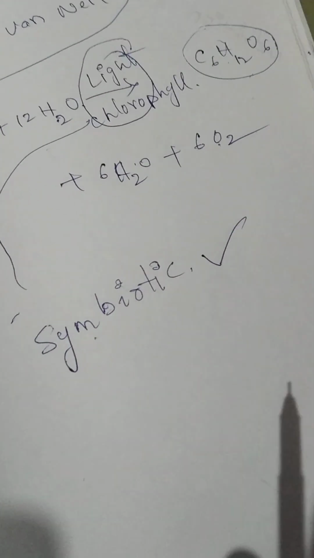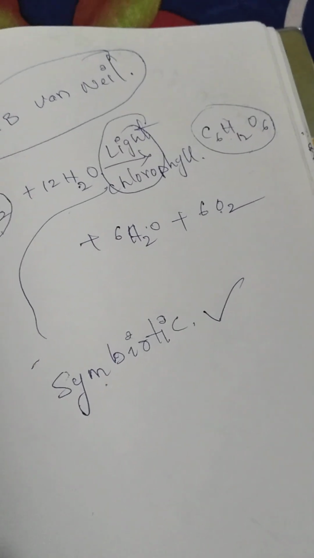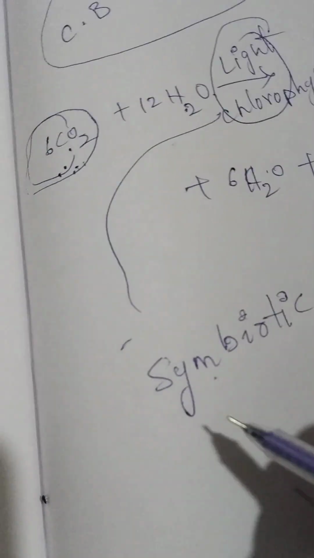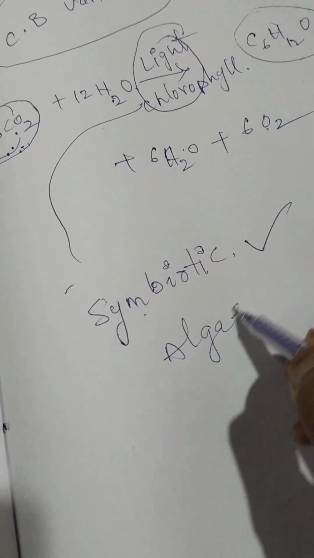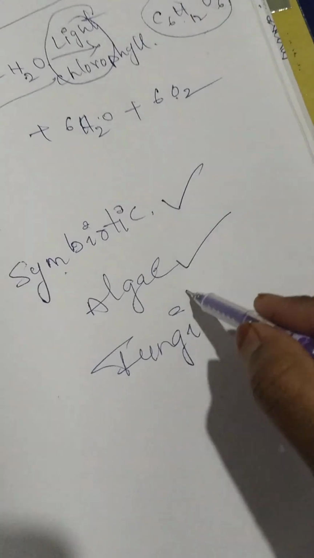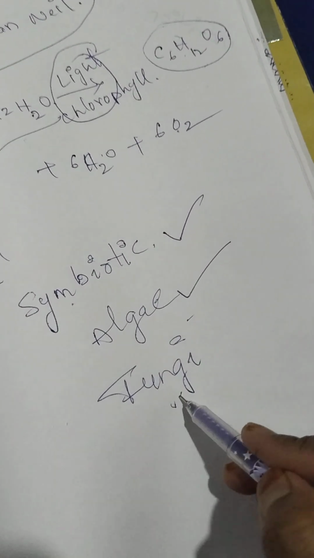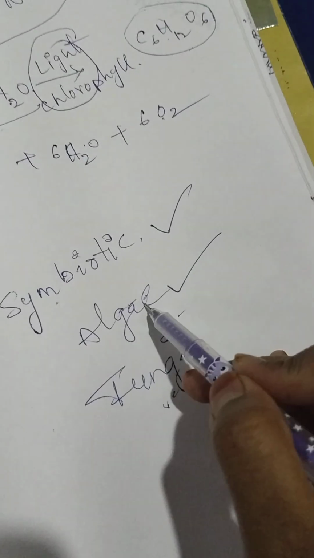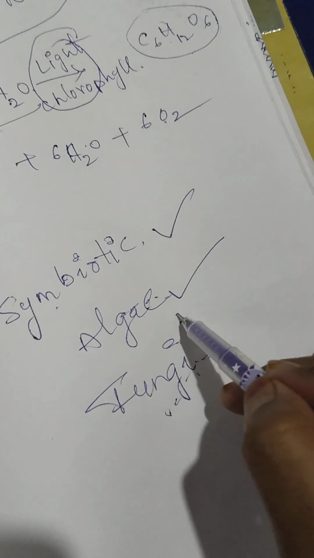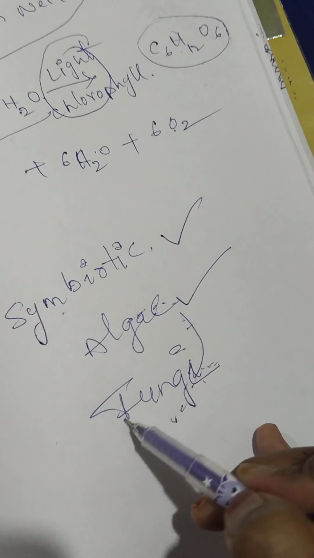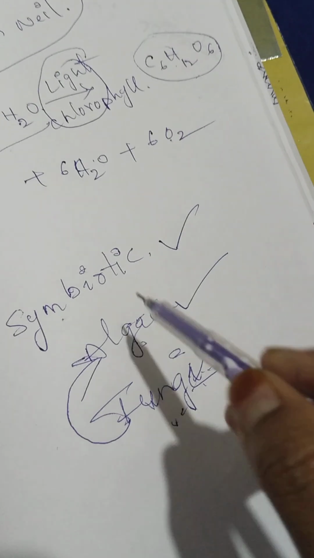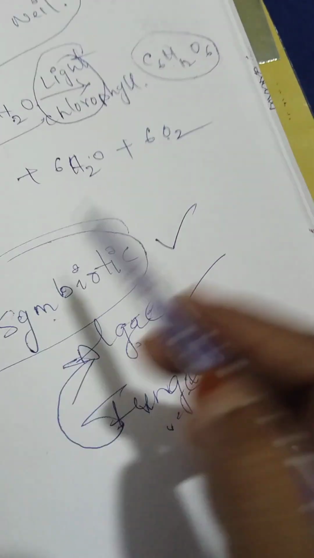Symbiotic means two different organisms of different groups live together for their mutual benefit. For example, algae and fungi. Algae belongs to autotroph and fungi belongs to heterotroph. Algae can prepare its own food. Fungi, heterotroph, cannot prepare food. So algae gives food to fungi and fungi gives shelter to algae. This kind of relationship is known as symbiotic relationship.